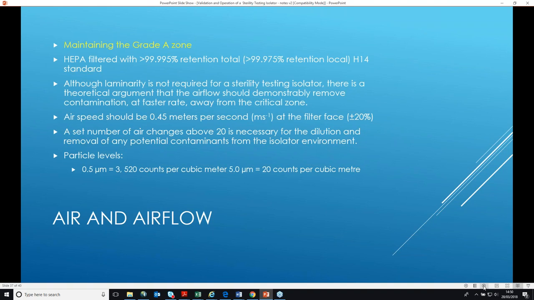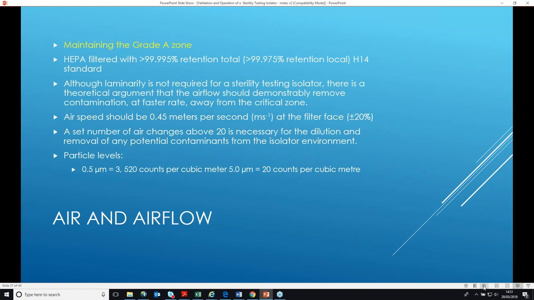There should also be control of air change rates, which is necessary for the dilution and removal of any potential contaminants from the isolator environment. And there should also be particle control, with the particles meeting the standard grade A limits, which are 3,520 for 0.5 micron and no more than 20 counts for 5 micron.